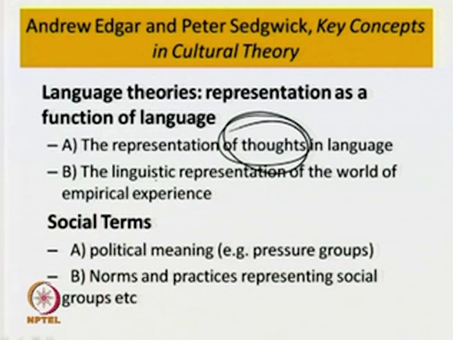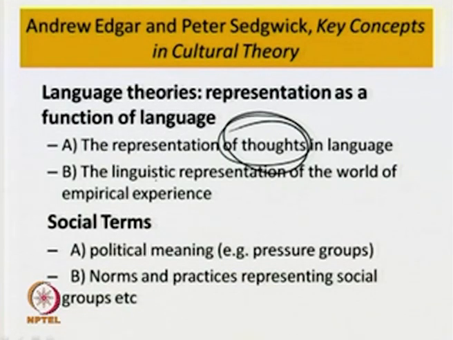On the other hand, in social terms, representation could have a political meaning. For instance, pressure groups representing a group of people, maybe going to the government to submit a memorandum, are also a representation in social terms. And secondly, representation also refers to the norms and practices representing social groups.